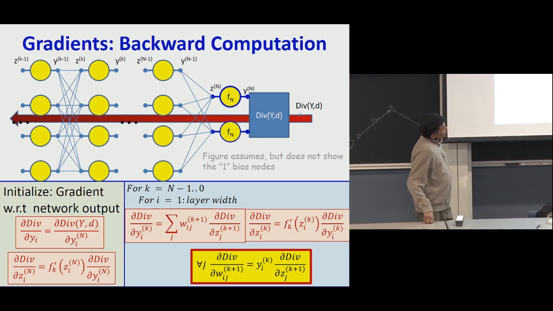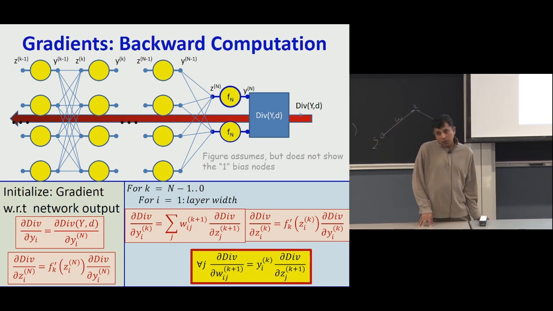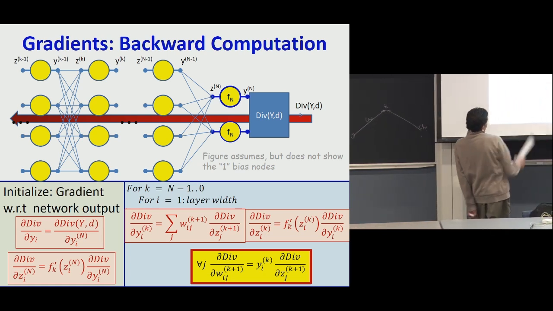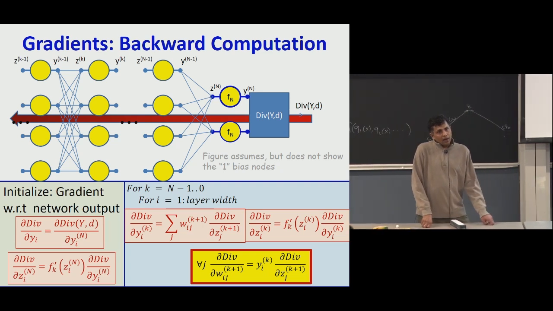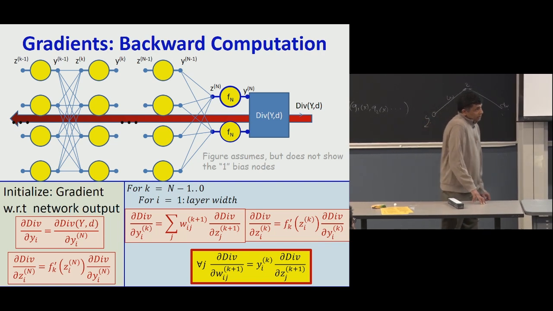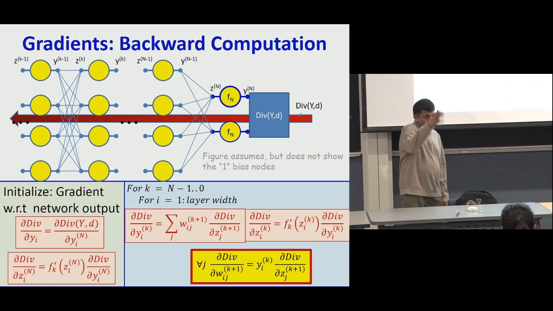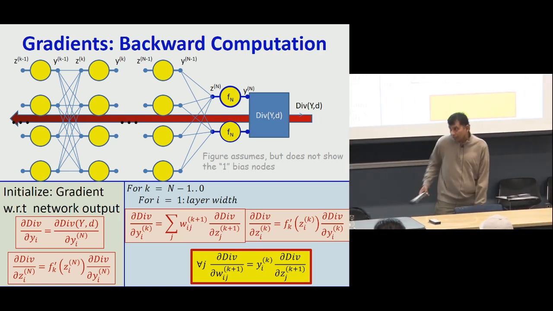We're going to just initialize the derivative of the divergence with respect to the outputs of the network, which is basically the gradient of the divergence with respect to the output of the network through direct differentiation. And subsequently, we can take a step back and compute the derivatives with respect to the affine combinations at the inputs, at the output layer. And then you just work your way backwards from the final layer to the initial layer.